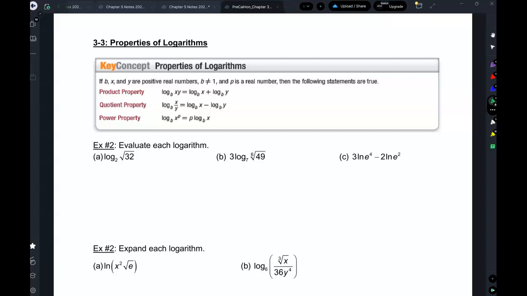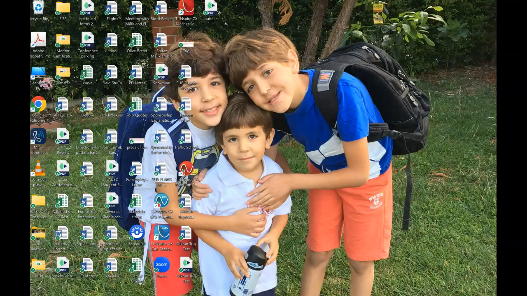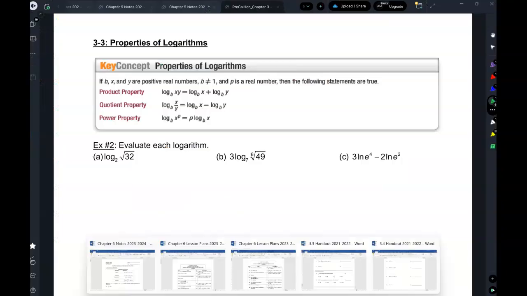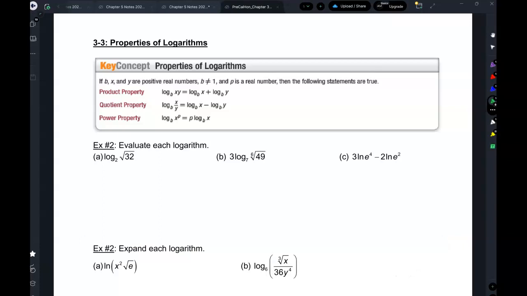Okay, so remember from last year, we had three properties of logarithms, right? You have the product property, the quotient property, and the power property. Just remind ourselves that. Take a look. What is the answer to a logarithm always? Starts with an E. Exponent, right? So a logarithm is always an exponent.